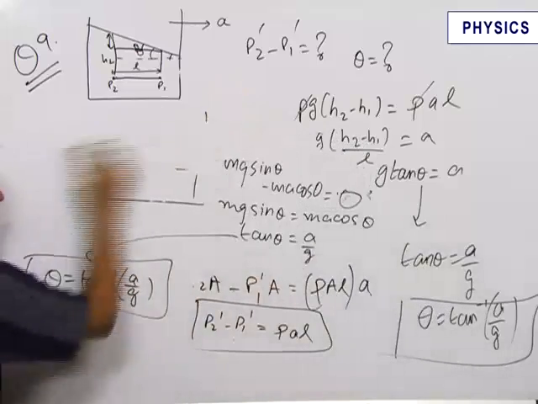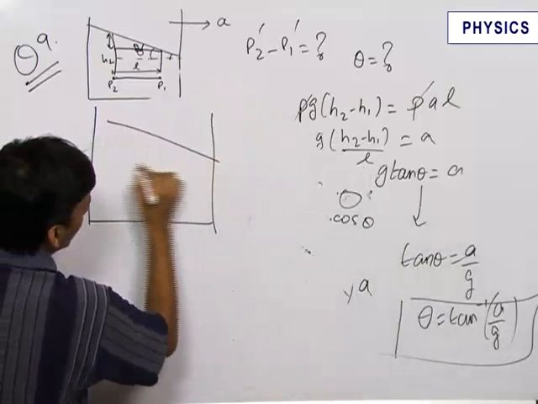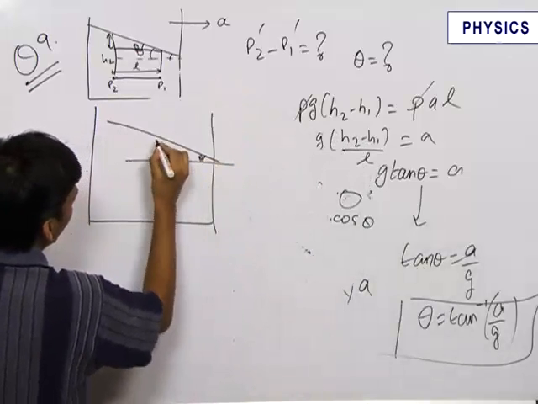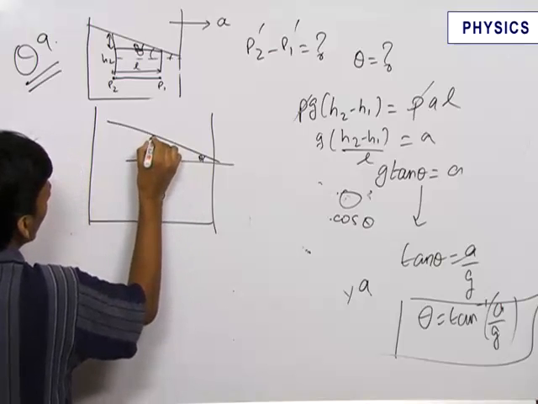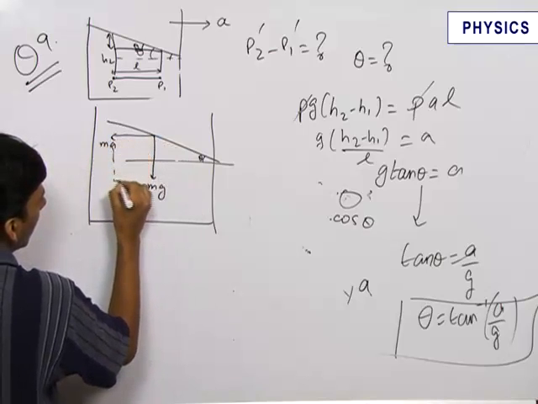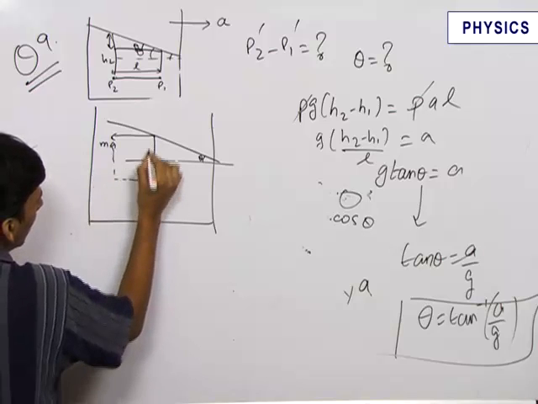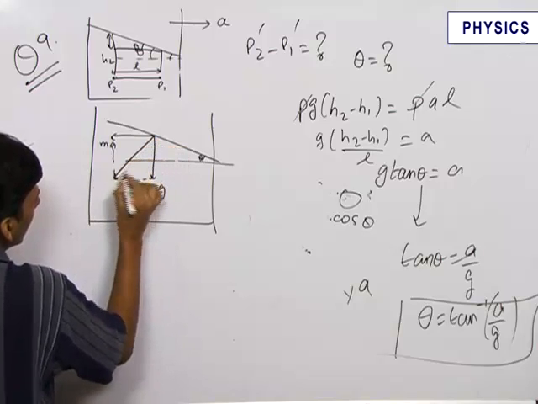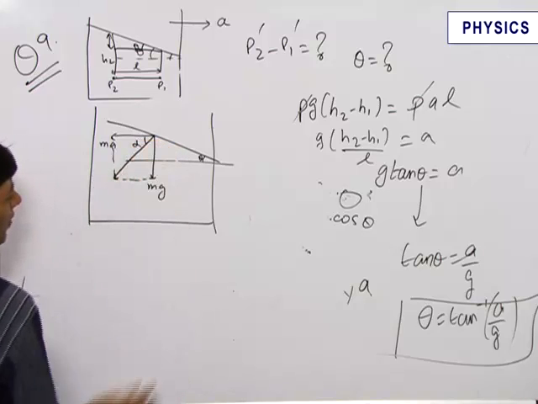let me show you another thing. This angle was theta, mg was acting in this direction, ma was acting in this direction. Both these forces are constant. The resultant comes in this direction. Let this angle be alpha.